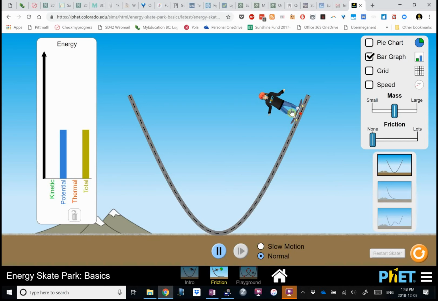MGH. Okay. As I let the skateboarder go, what do you notice about the total energy of this closed system? Doesn't change. That's the law of conservation of energy. But you'll notice we're transforming energy from potential to kinetic back to potential. Where will I have the most potential energy? When I have the least kinetic energy. When will I have the least kinetic energy? When I'm stopped. Where will I be stopped at? The top.